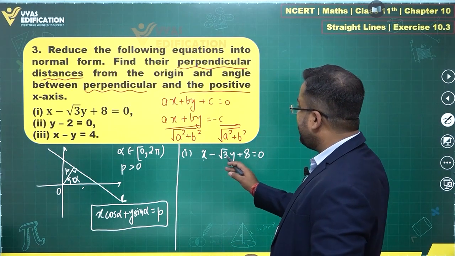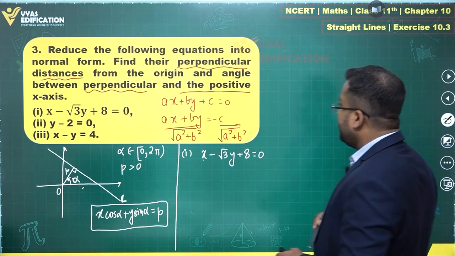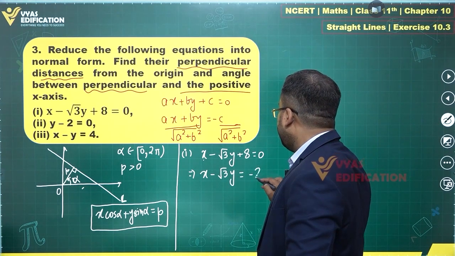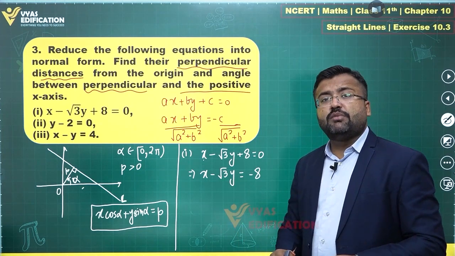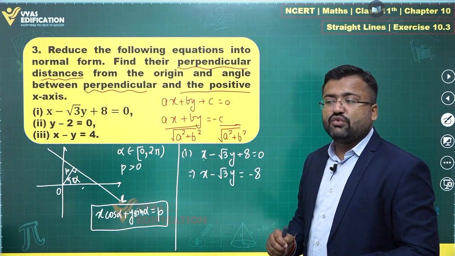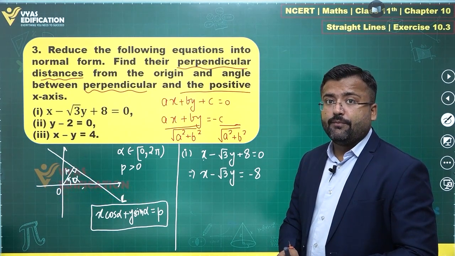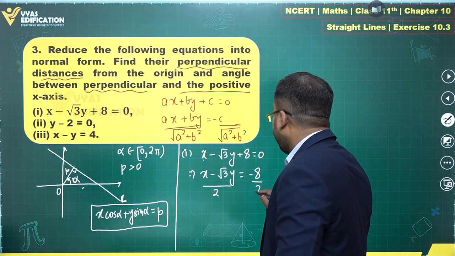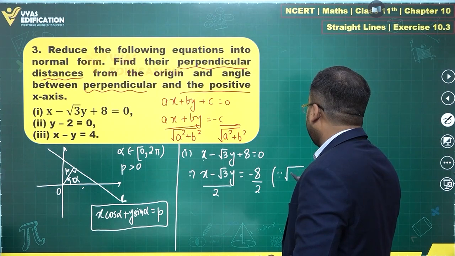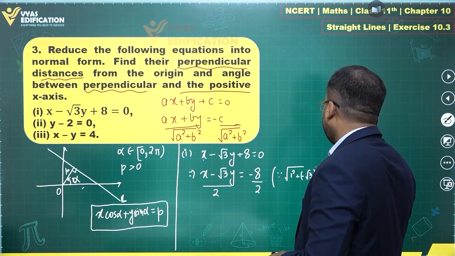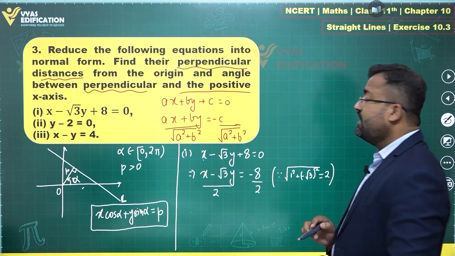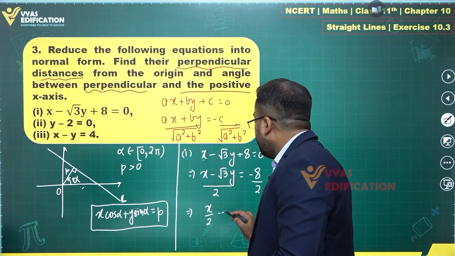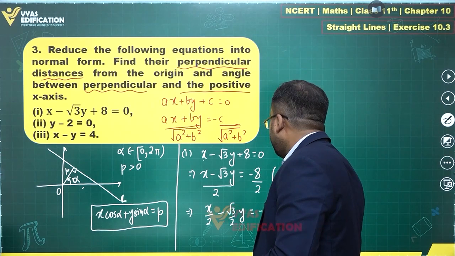So, let's take a look at this. This is x minus root 3 y plus 8 equals 0. The important thing to do here is to convert this, which will be written as minus 8, divided by under root of a square plus b square. Now, what is a square? 1. What is b square? It is minus root 3 whole square, which is 3. 1 plus 3 is 4, and under root of 4 will be 2. So, we'll have to divide by 2 here and by 2 here. Once I do that, I'll write it as x by 2 minus root 3 by 2 y is equal to minus 4.